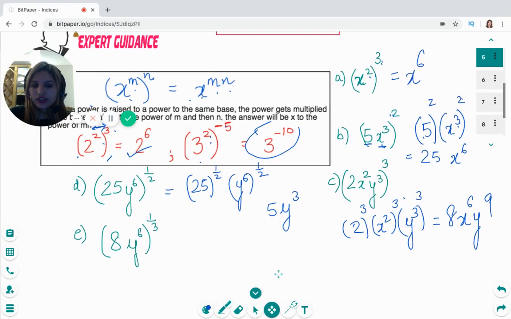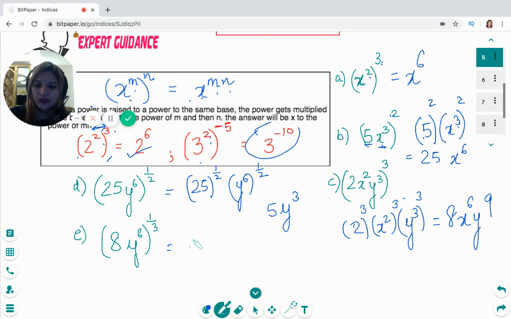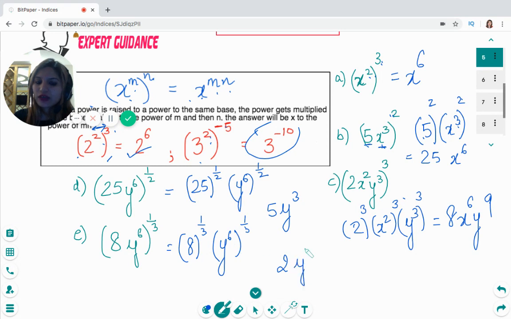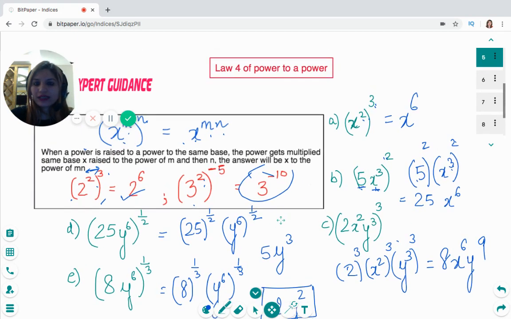Okay, now let's do this last question. This will become 8 to the power 1/3, y to the 6 to the power 1/3. 1/3 means cube root. So cube root of 8 is 2. 6 divided by 3 is 2. So the answer is 2y squared. Okay, so I hope this fourth law is clear to you.